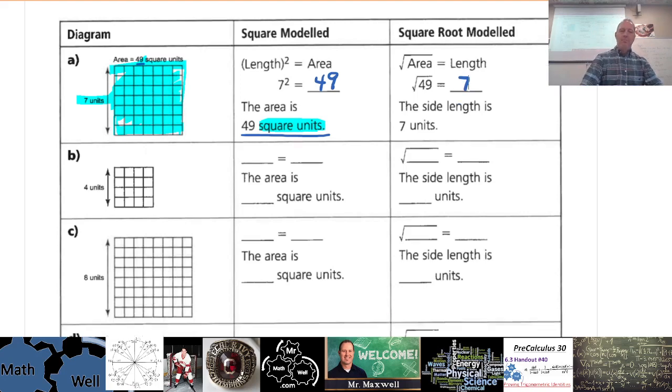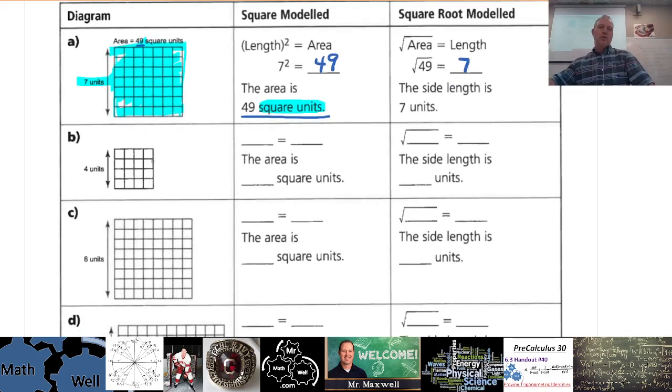Okay, B, let's continue with this pattern here. So this is the square here. So length squared, so what's the length? It's tough to see on the screen, maybe that's 4. So 4 squared is going to be what? 16, okay? So the area is 16 square units, all right? And we can actually count those. 1, 2, 3, 4, 5, 6, 7, 8, 9, 10, 11, 12, 13, 14, 15, 16. So the square root of 16 is 4. The square root of 16, the area, is the side length 4.